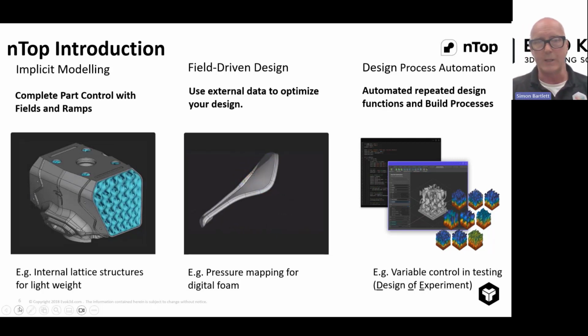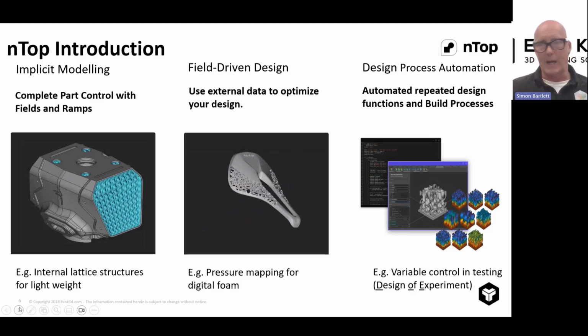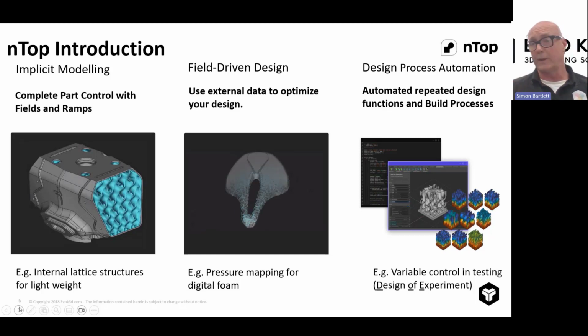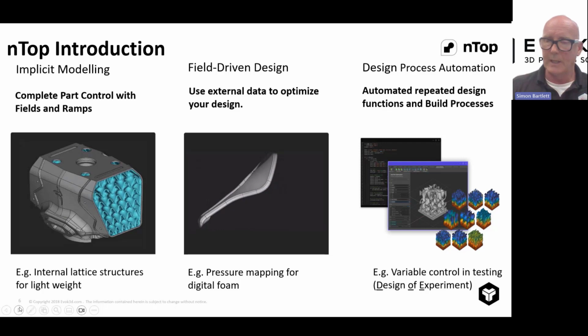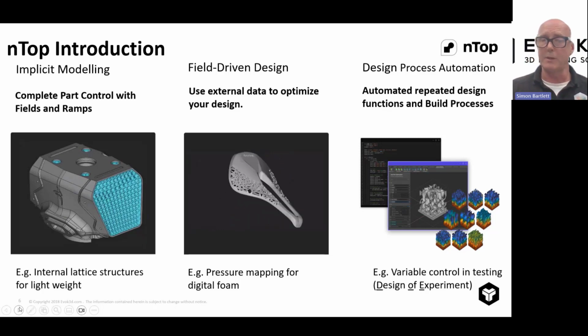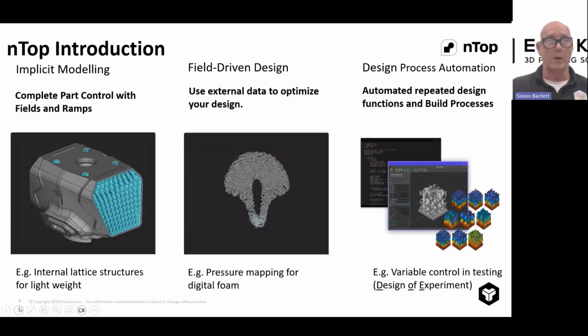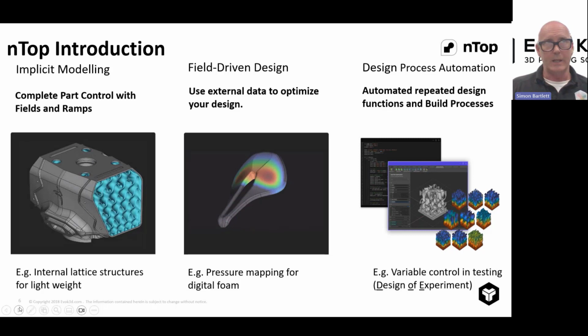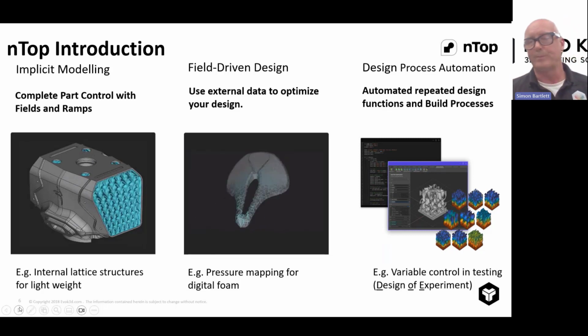Another attribute of entopology is what we call field-driven design. That's using external packages like FEA modeling, looking at flow analysis, and we can bring that in as a design driver into entopology. Like the bike seat that we're showing there, we're using a pressure map to change the internal structure. So we can actually vary the way that the part performs based on an external source.